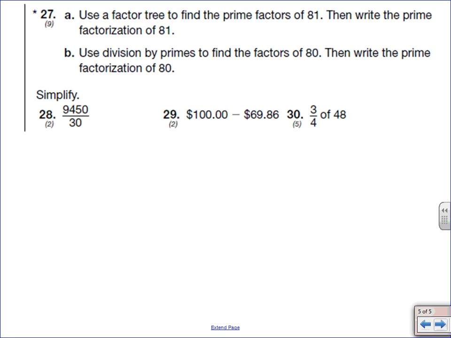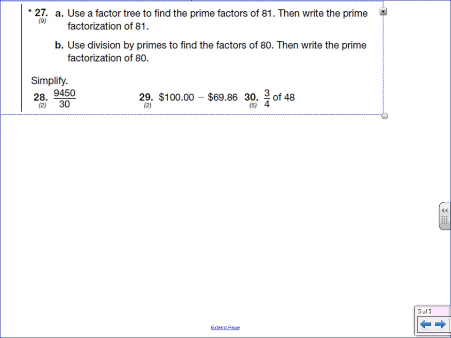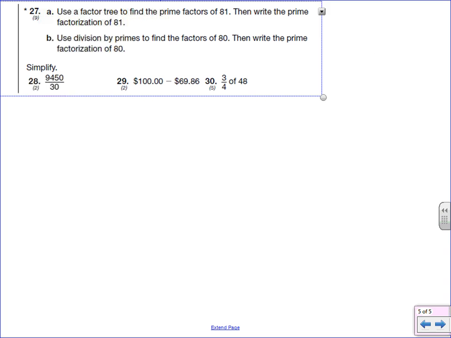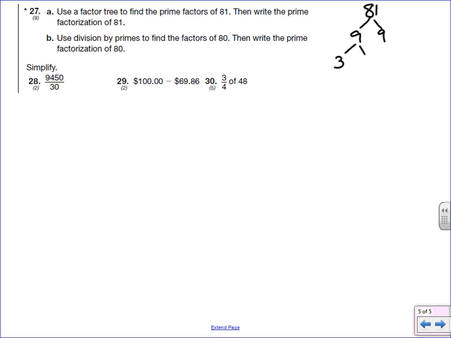Use a factor tree to find the prime factors of 81, then write the prime factorization of 81. I'm going to give myself just a little more space over here. So 81, factor tree for that. 9 times 9 is 81. Factors of 9 are 3 and 3, 3 and 3. So the prime factorization for 81 is 3 times 3 times 3 times 3.